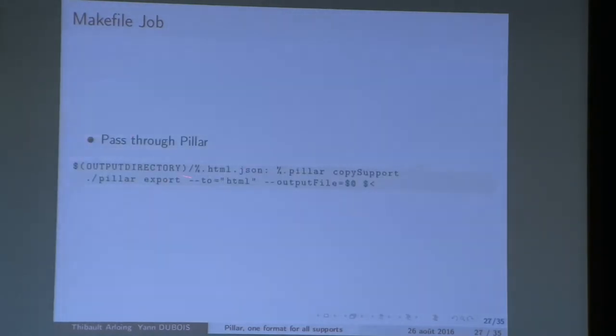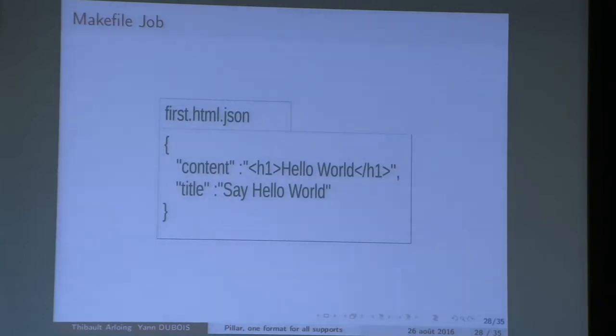After we write this Pillar file, we pass it through Pillar with a command in a Makefile like this. Here it's to produce HTML: Pillar export as HTML.json. Here you see that you have the content with the exported HTML corresponding to the content in the Pillar file, and then you have all the metadata that was at the top of the Pillar file.